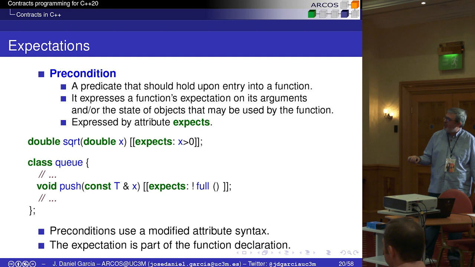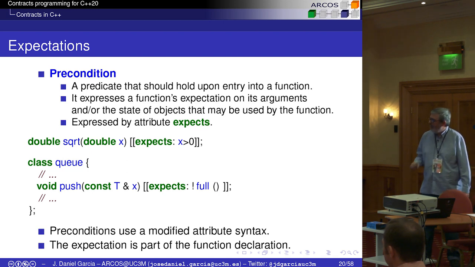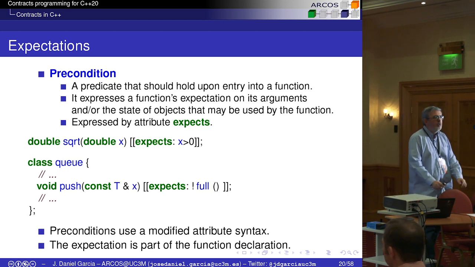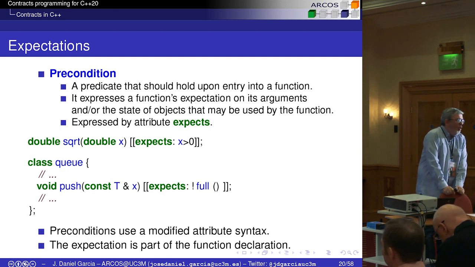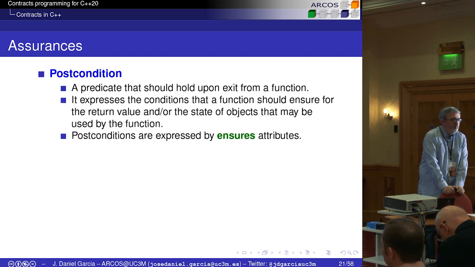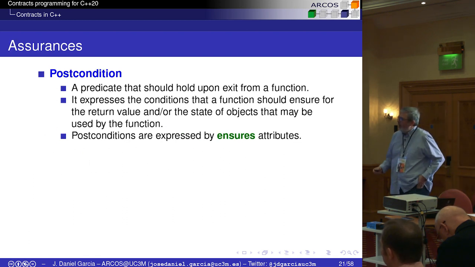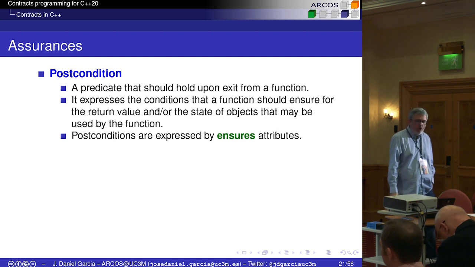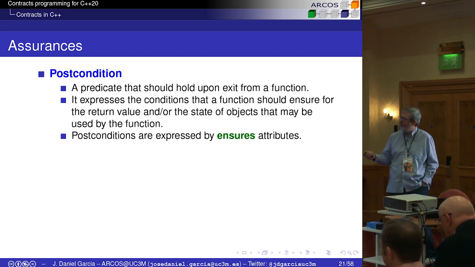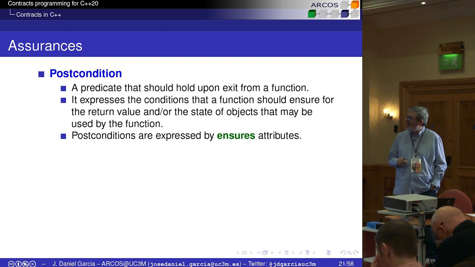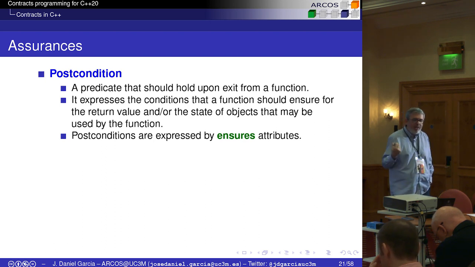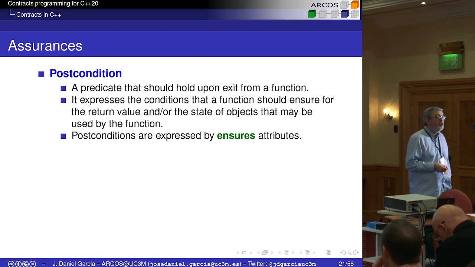So as I said, preconditions use a modified attribute syntax, and the expectation is part of the function declaration. So you put your expectations, your preconditions, when you declare the function. We have the equivalent for postconditions that are predicates that should hold on exit from the function. And they express the conditions that a function should ensure for the return value and/or the state of objects that may be used by the function. Postconditions are expressed by another attribute called ensures.